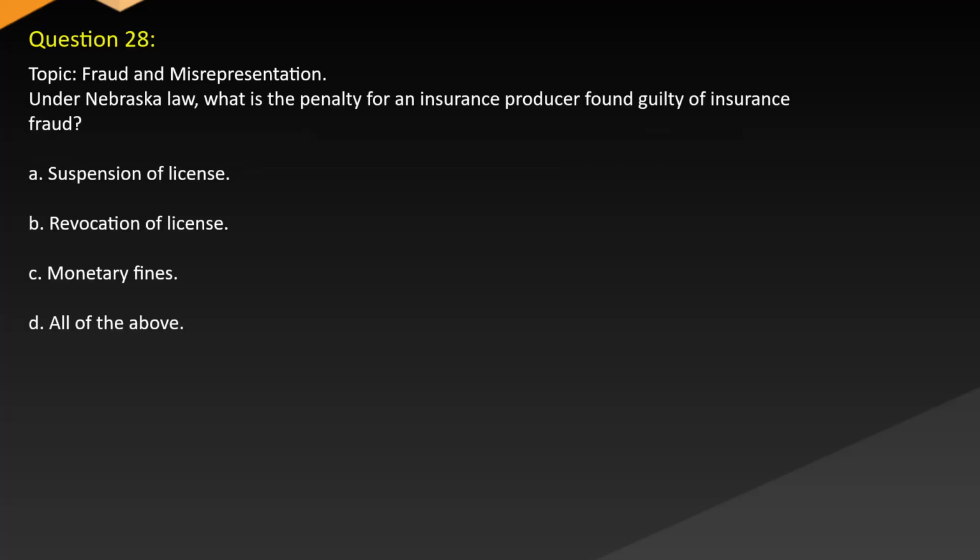Question 28. Topic: Fraud and misrepresentation. Under Nebraska law, what is the penalty for an insurance producer found guilty of insurance fraud? A. Suspension of license. B. Revocation of license. C. Monetary fines. D. All of the above.